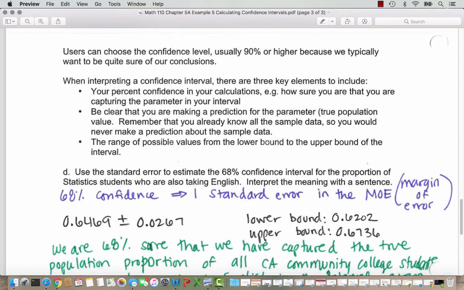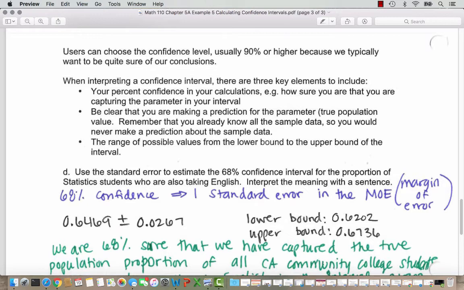So users can choose a confidence level. Usually we like to choose 90% or higher because we typically want to be quite sure of our conclusions. So when we are interpreting the confidence interval, there are 3 key elements to include. You want to include your percent confidence in your calculation.